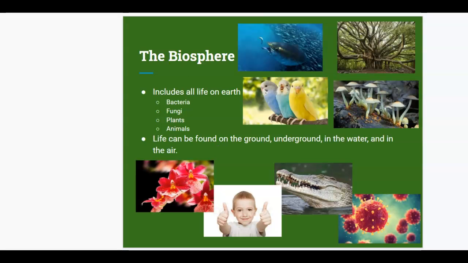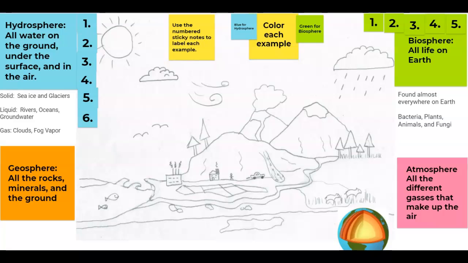So let's look at our model here, and this is going to be found in the classwork section. And let's see if we can label some places that are part of the biosphere. So the directions say to use the numbered sticky notes to label each example. So here are my biosphere stickers. And I'm going to use green for the biosphere. So let's see, label each example and color each example. So let's see, parts of the biosphere.